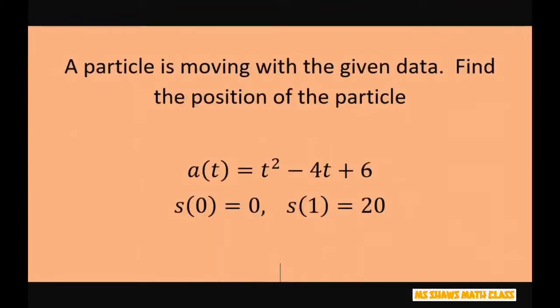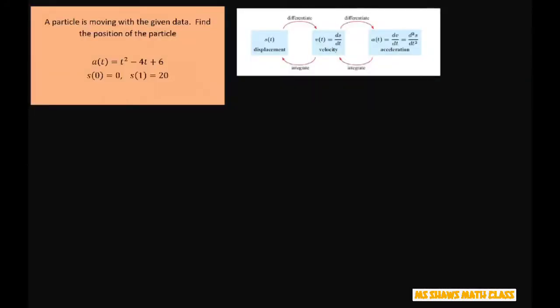Hi everyone, our particle is moving with the given data and we're going to find the position of the particle. We're given the acceleration function and also the data s of 0 equals 0 and s of 1 equals 20. So we'll get started. Since we're given the acceleration, a of t equals t squared minus 4t plus 6.